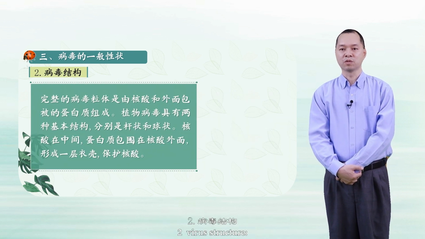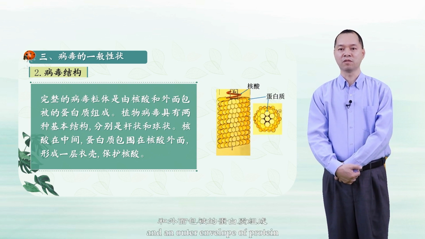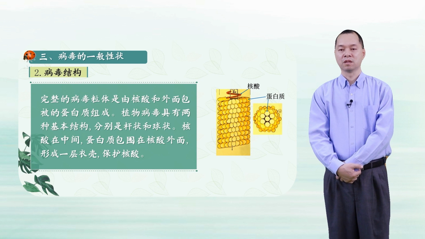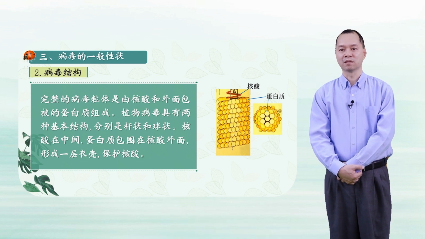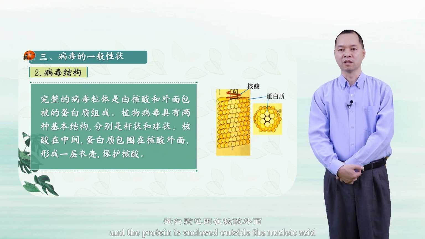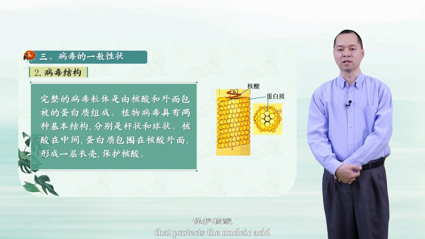2. Virus structure. A complete virus particle is composed of nucleic acid and an outer envelope of protein. Plant viruses have two basic structures, rod-shaped and sphere-shaped respectively. The nucleic acid is in the middle and the protein is enclosed outside the nucleic acid, forming a coat that protects the nucleic acid.